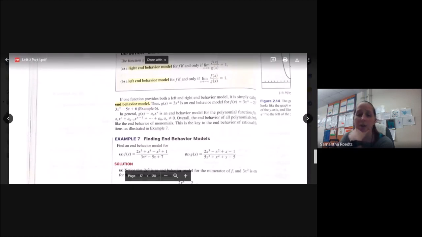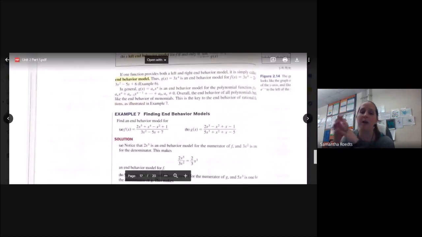So basically what this says is I can take the first term of the f of x function, and that becomes my g of x function, which helps me determine the end behavior model. This is a key to the end behavior of rational functions, which we're going to see in example 7.